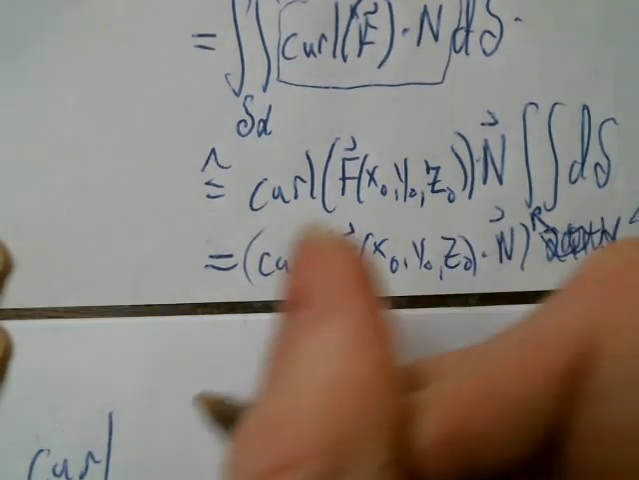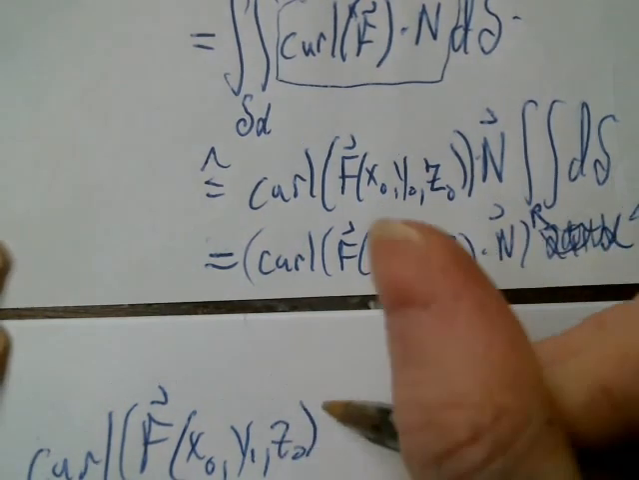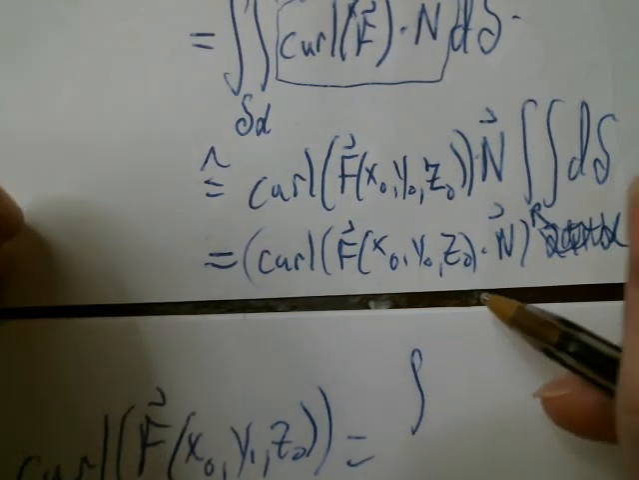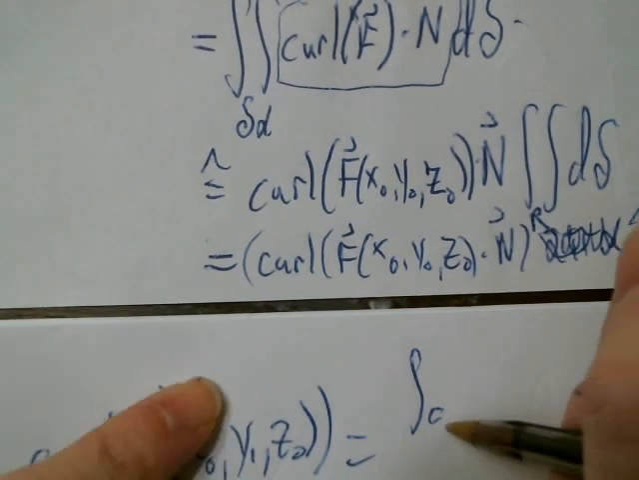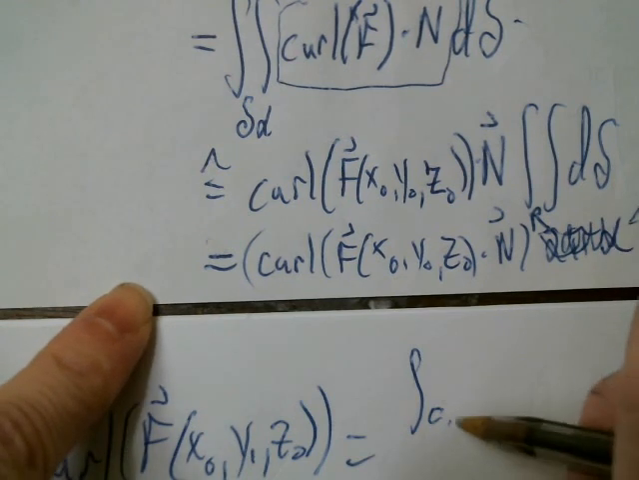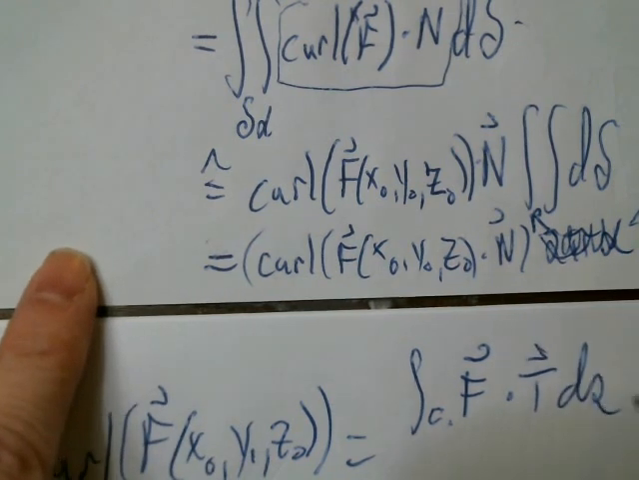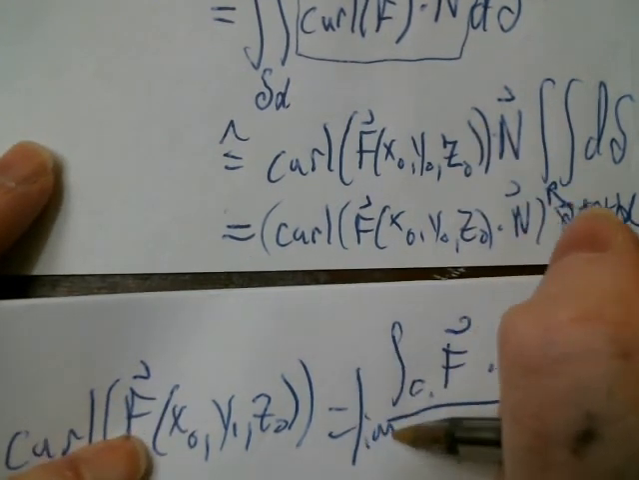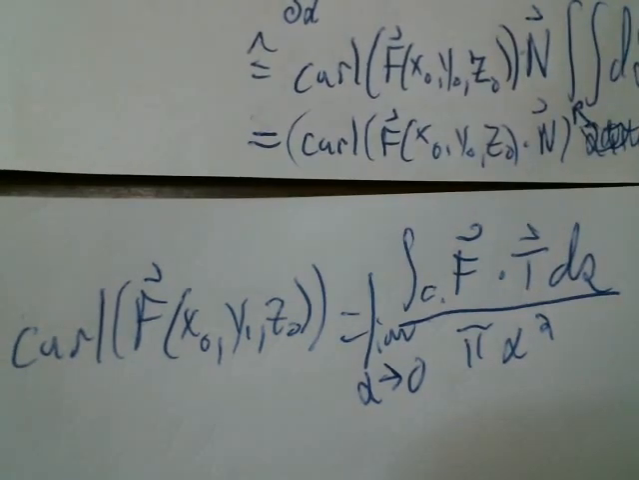So the book is going to define the curl of the vector field at a point to equal the line integral about a circle about that point, divided by this pi alpha squared, where we're taking the limit of the radius going to 0. So you get another one of these limit definitions for a characteristic at a point.